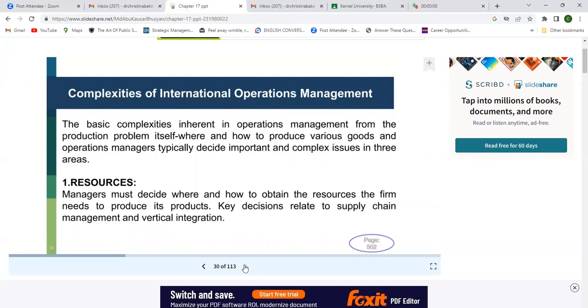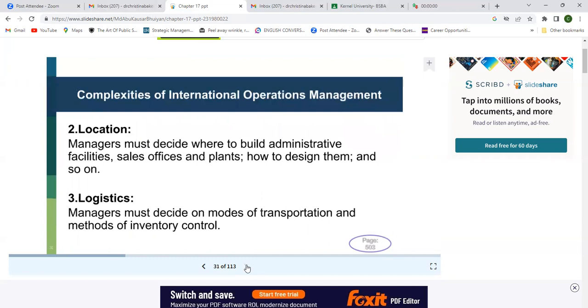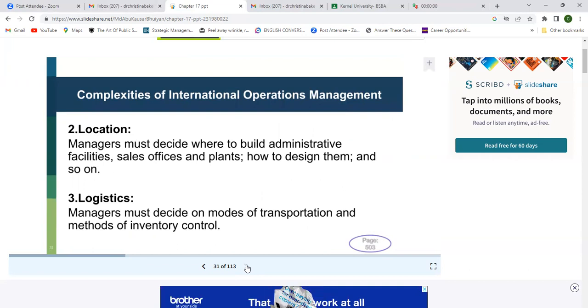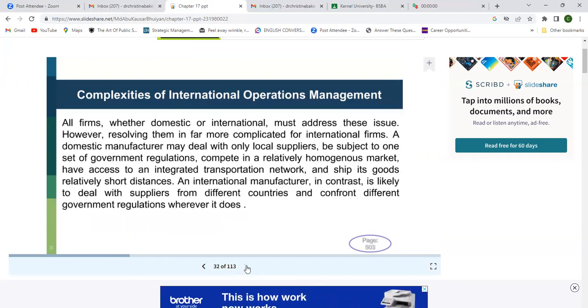Resources. Managers must decide where and how to obtain the resources the firm needs to produce the products. Key decisions relate to supply chain management and vertical integration. Location. Managers decide where to build administrative facilities, sales offices and plants, and how to design them. Logistics. Managers must decide on the modes of transportation and methods of inventory control.